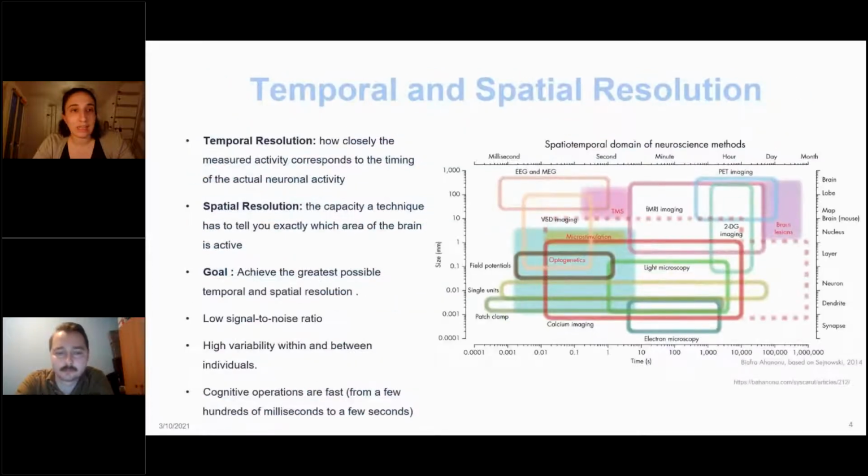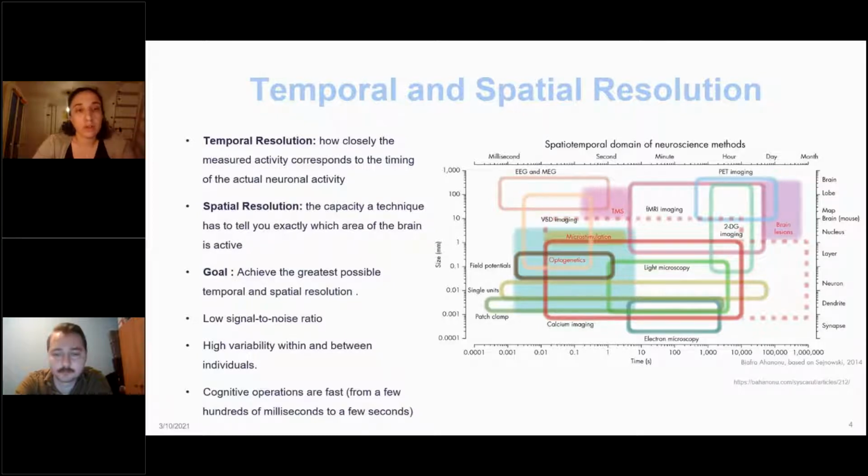And there is one first question about neuroimaging, and it's all about resolution. We have two types of resolution. It's temporal, which answers the question when something happened, and temporal resolution is how accurate we can answer that question. And we have the idea of spatial resolution, which is basically how accurately can we answer the question of where did that happen.